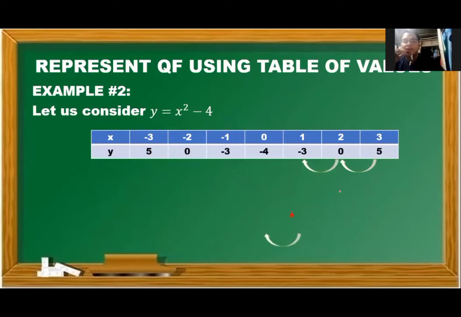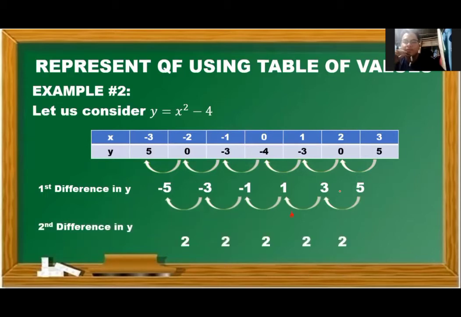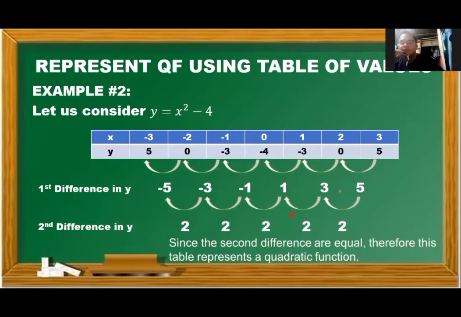Again, we get the first difference in y by getting the difference from left to right. Since we are talking about quadratic functions, the first differences in y are not the same, so we need to get the differences of y a second time. As we can see, the values are equal in the second difference. Therefore, this table represents a quadratic function.